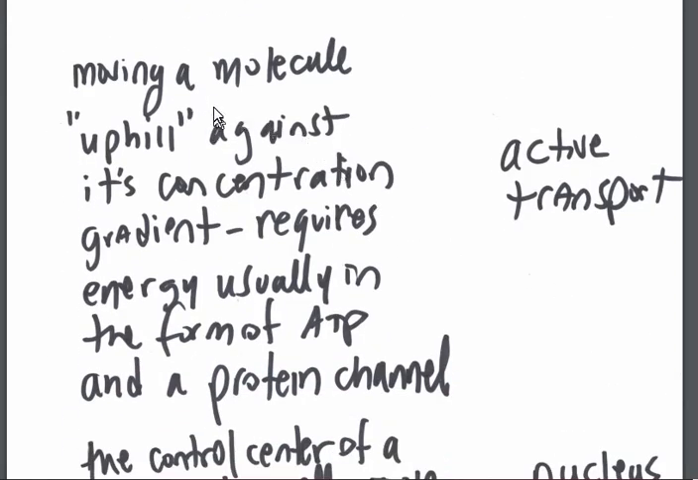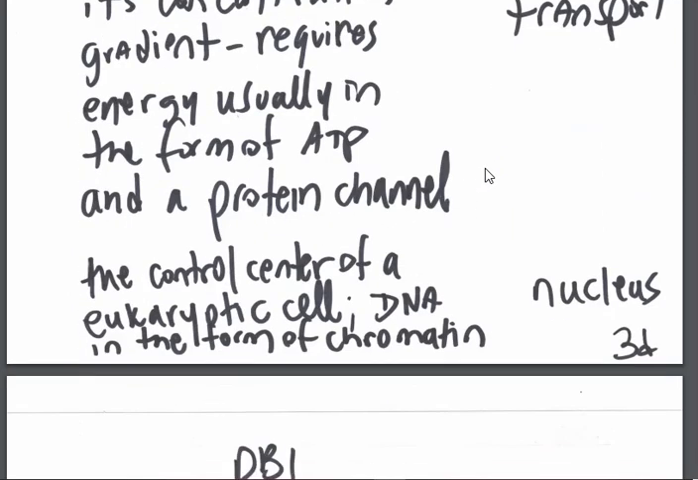If a molecule is moved against its concentration gradient, this requires energy. It's usually in the form of ATP, and it usually occurs through a protein channel. What is this called? By the way, ATP is the first letter here as well. That's kind of how I remember these and connect these together.